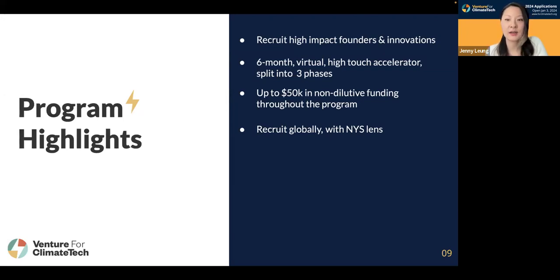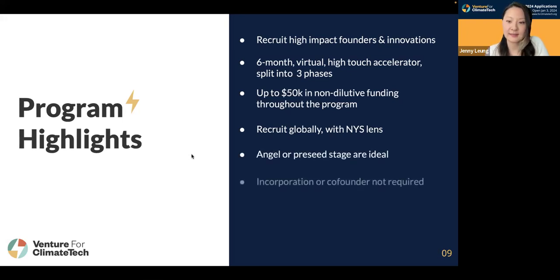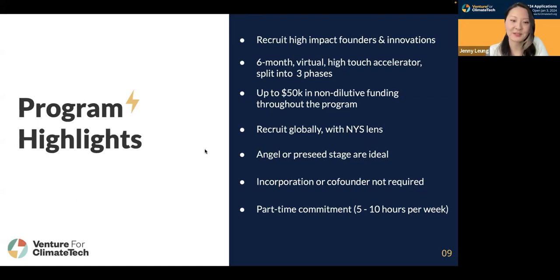Your technology has to be deployable in the state of New York, or at least have market size here. So the New York State lens is quite important. Again, angel or pre-seed stages are ideal, and you don't have to be incorporated or have a co-founder. That's something that is part of your journey that we are here to help you with if you are not there yet. Also, the commitment here is about 5 to 10 hours per week, so it's part-time, very part-time here. So you can still work on your company as you are going through this program.